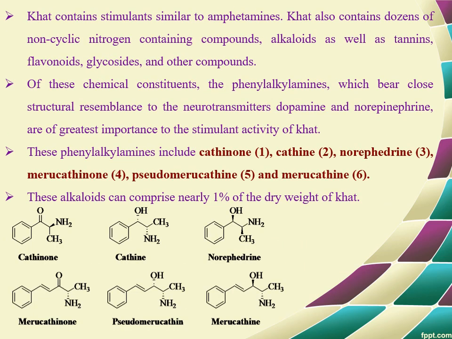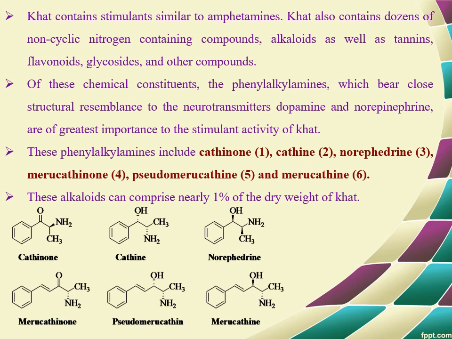Khat contains stimulants similar to the amphetamines, and it also contains dozens of non-cyclic nitrogen-containing compounds, alkaloids, as well as tannins, flavonoids, glycosides, and other compounds. Of these chemical constituents, the phenylalkylamines, which bear close structural resemblance to the neurotransmitters dopamine and norepinephrine, are of greatest importance to the stimulant activity of khat.